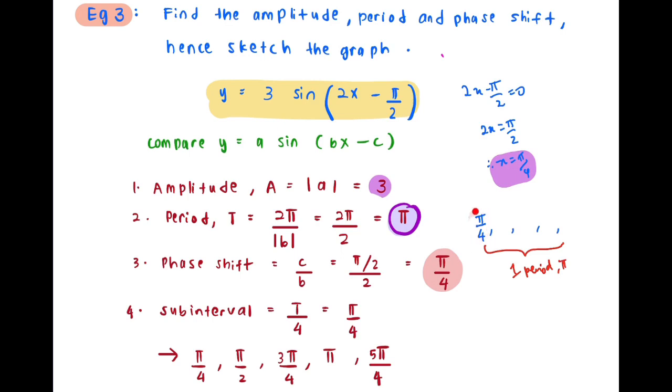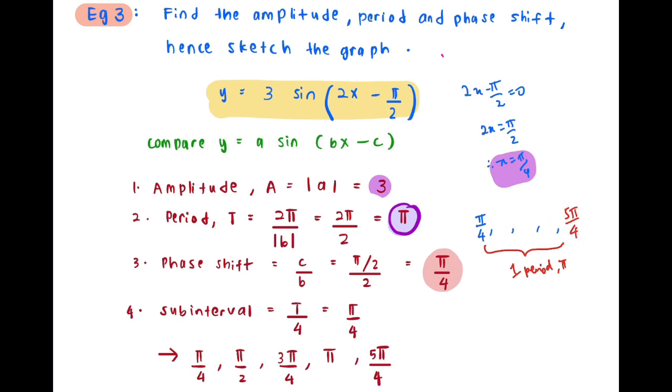So let's find here what is the latest value here. So from pi over 4, let's add up with pi. So the end of this here will be 5 pi over 4. So this is the way to know what is the last x coordinate of our graph. So from the phase shift, you just add up for 1 period. So this is the last one.